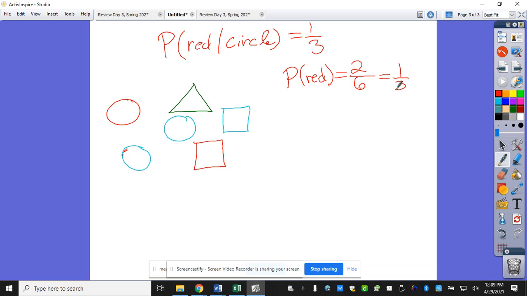So in this case, circle and red are independent. Does that answer what you were asking me to do? And if not, I'll do more, but that was good. So if it's A given B, you do A divided by the total of B? Yes.